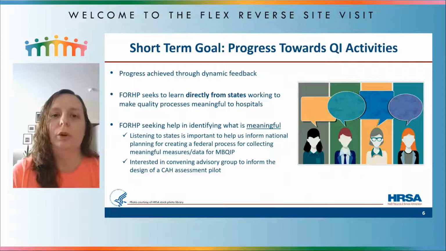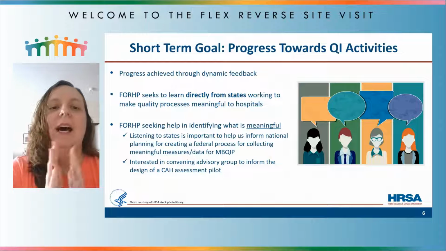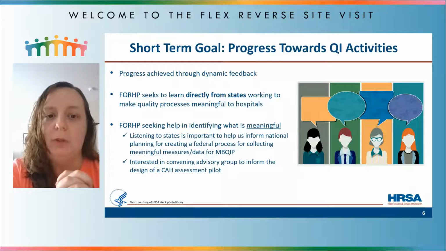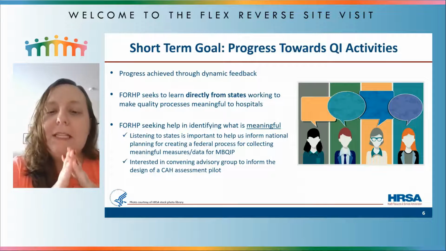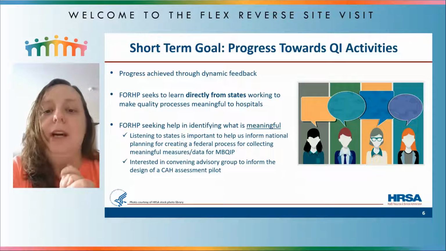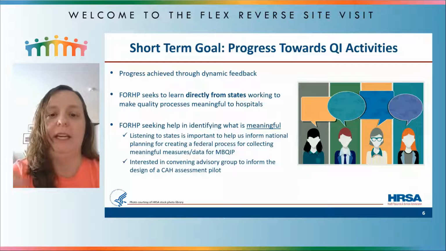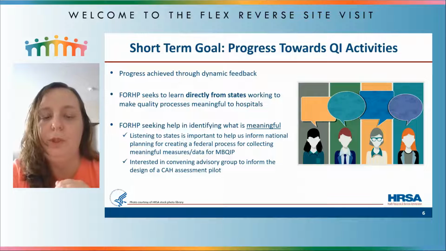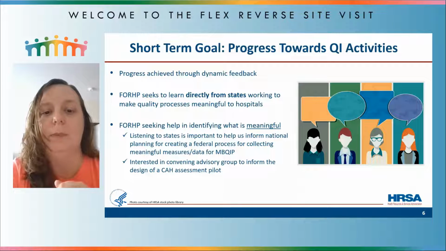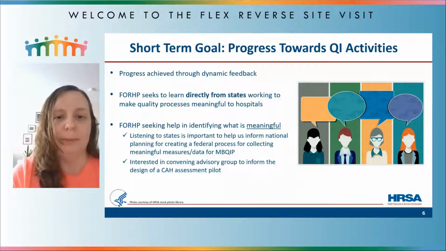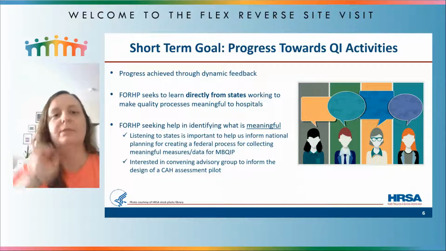So our short-term goal is the progress towards these QI activities. We want to learn directly from you, from the states that are making these quality processes meaningful to hospitals. So we always say that this is a partnership between us and you as the state flex coordinators. So it's really important to help us inform our national planning. And I know Natalia's been working a lot. She's interested in convening an advisory group to inform the design of a critical access hospital assessment pilot. We can give a little bit more information on that, which actually I believe is our next slide. Matt, can you go to the next one, please?